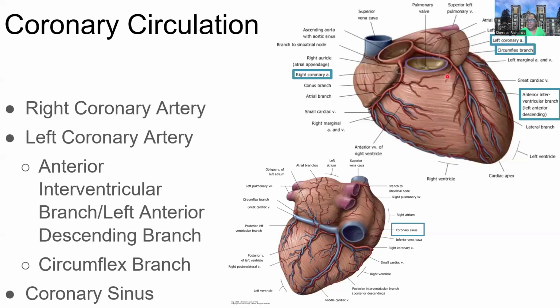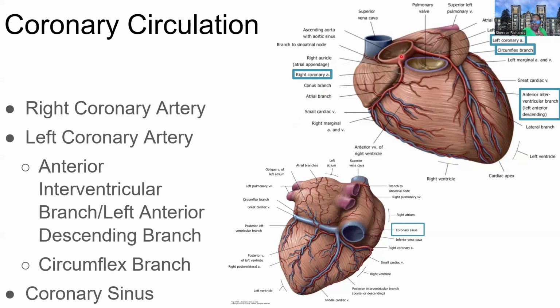Let's talk about the coronary circulation. The coronaries are the arteries and veins that are on the surface of the heart. They actually supply the heart muscle, the heart chambers, with blood. The arteries themselves are going to come right off of the base of the aorta. So we just described this right above the semilunar valve, the aortic valve.